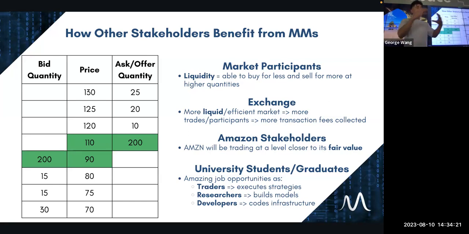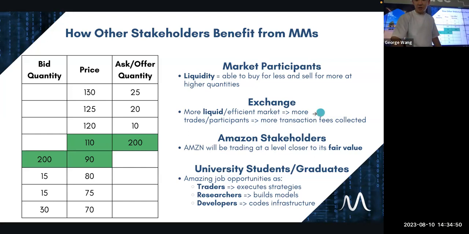So when you combine these forces, it will be trading at a better price. And finally, university students like ourselves and graduates. These trading companies, these market makers, will be opening up positions like traders. They will be executing the strategies. Researchers will be building the models that arrive at the theoretical values, and developers will be coding the infrastructure that actually performs these strategies. So there are more jobs for talented STEM students.